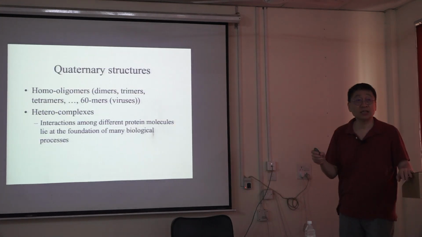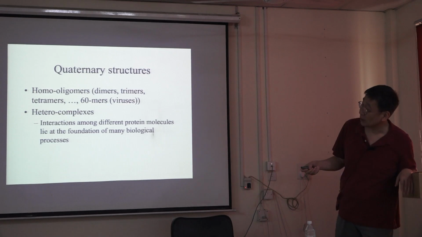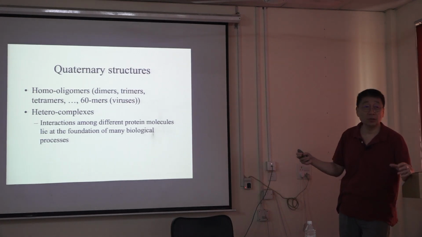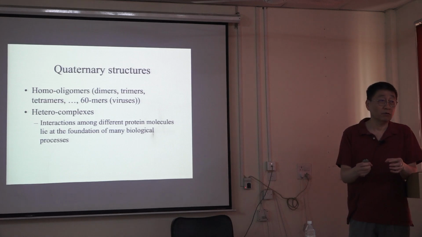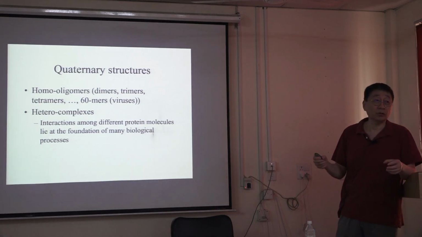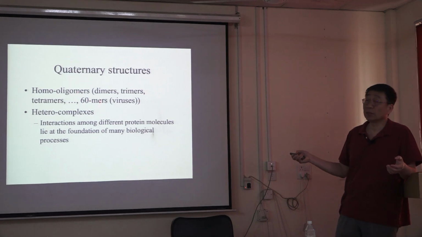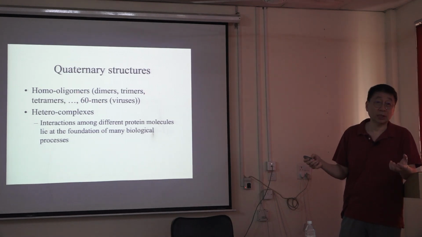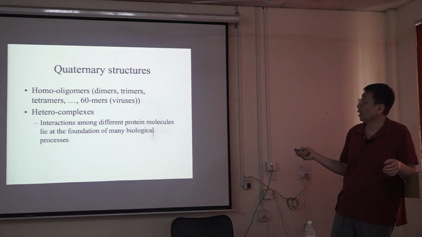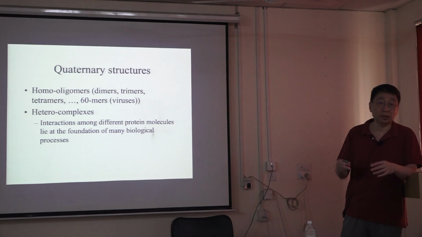All right, so that's tertiary structure. And then we'll have a few more minutes to talk about quaternary structure, how protein molecules come together forming complexes. So this could be homooligomers, the same protein forming dimers, trimers, and then 60-mers, which are viruses, 60 copies of a protein coming together forming a virus. Or it could also be heterocomplexes, different proteins coming together forming a complex.